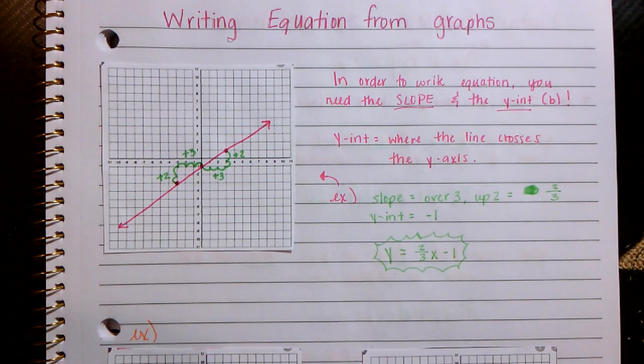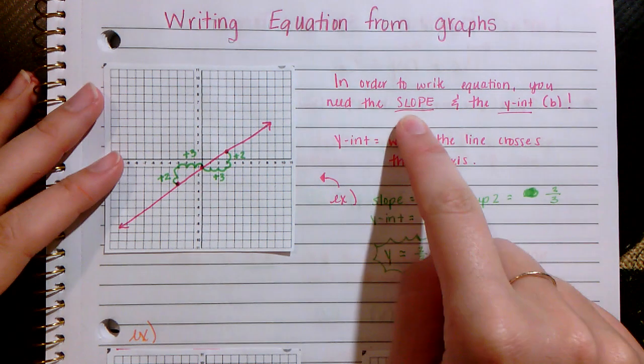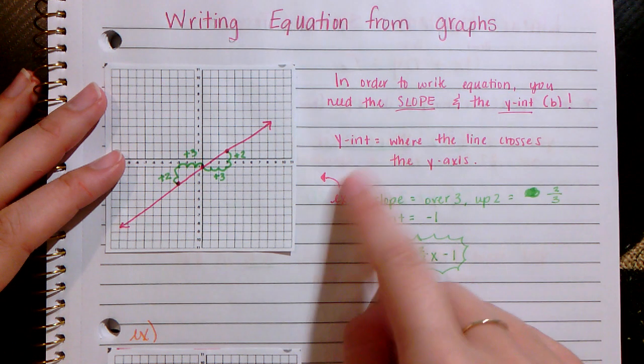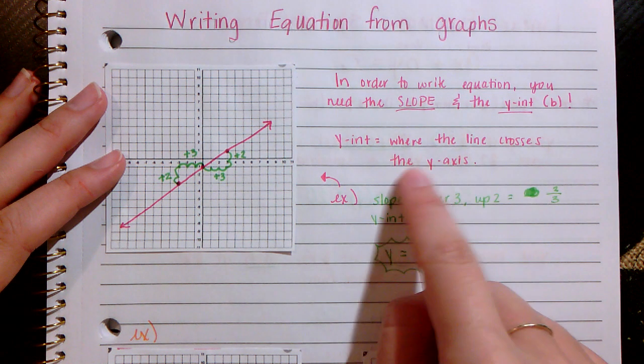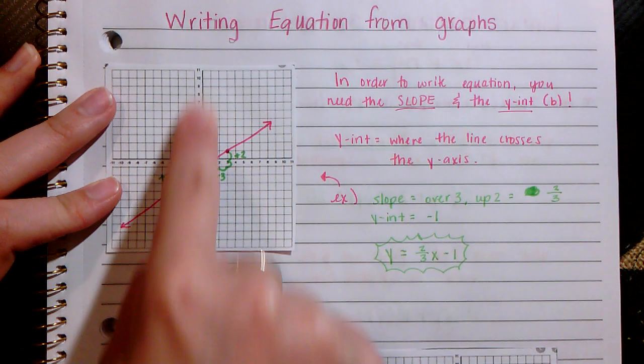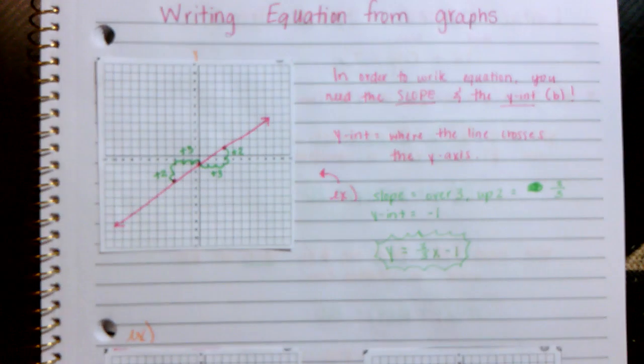Okay, so really all you have to do is look at this. It's super easy. From a graph, you just look and you can see where it crosses and you can see how it moves. So in order to write an equation from a graph, the only thing you need is the slope and the y-intercept, or that b value. Okay, so the y-intercept is where the line crosses the y-axis. That's this line. This is my y-axis. The dead center going up and down that has all the numbers on it.